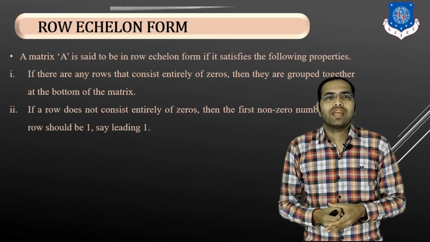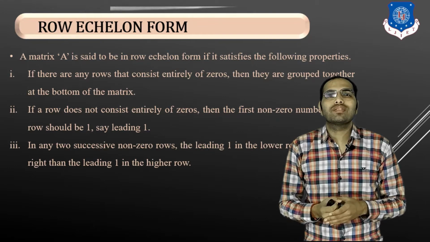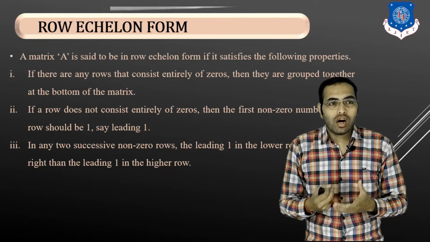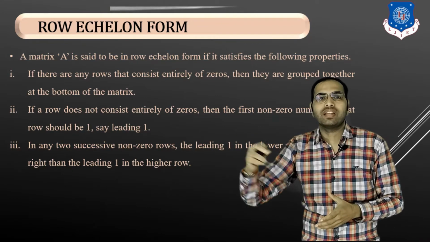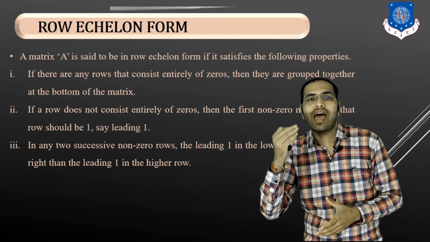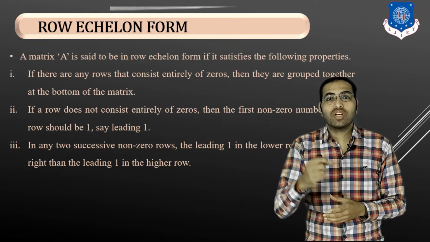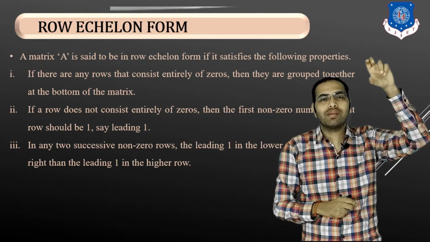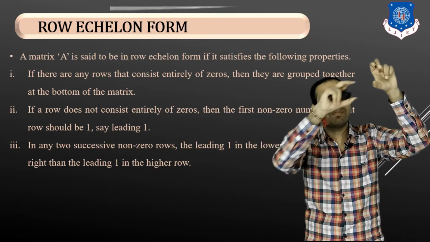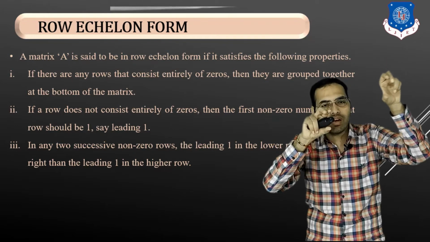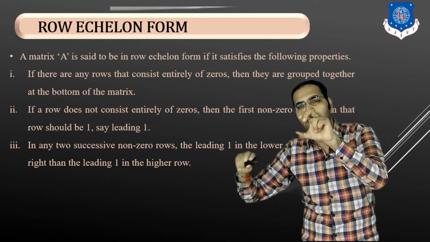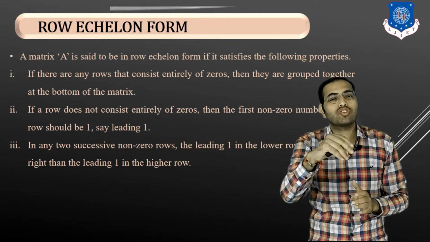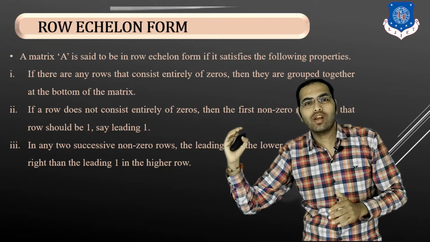Third property: in any two successive non-zero rows, the leading 1 in the lower row occurs to the right of the leading 1 in the higher row. That means the position of the leading element moves left to right: the first row leading element is here, then the second row leading element is here, the third row is again further right, and so on. The leading element position shows a left to right movement.